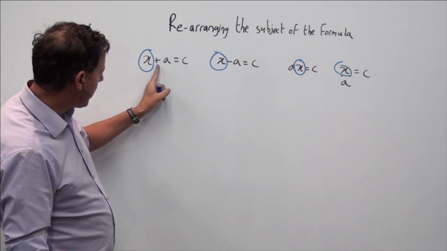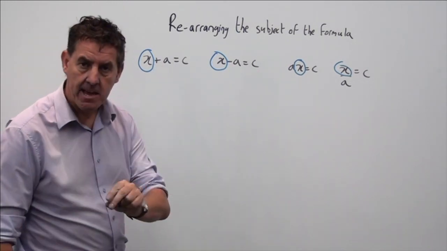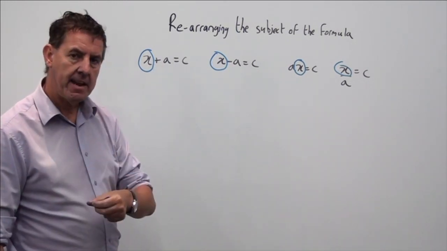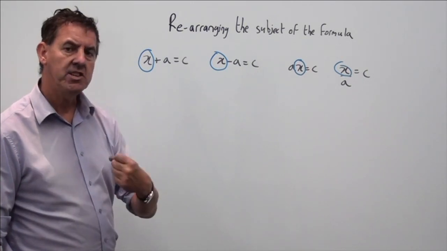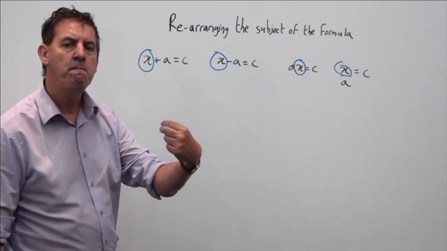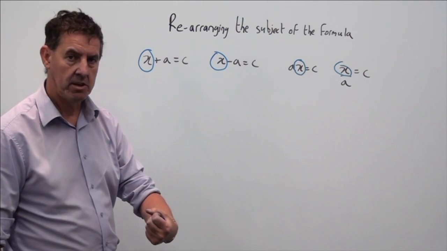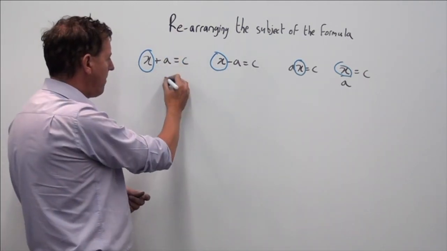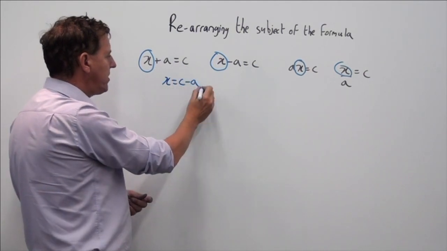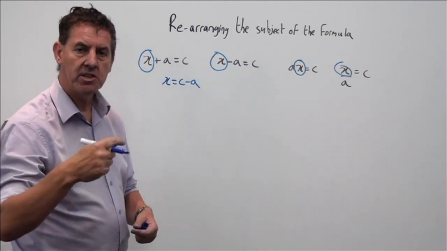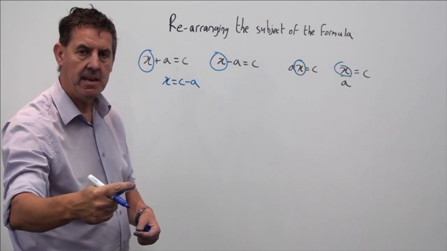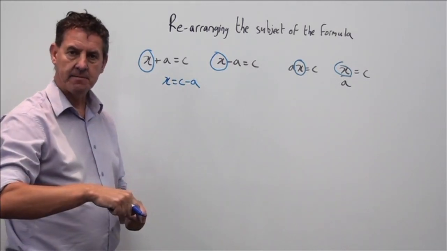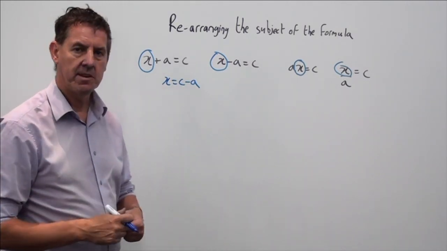So the thing that I've got to get rid of is that plus A. Remember, the technique is to do the opposite. What you're actually doing is taking A off both sides of that equation to keep balance. So how do I get rid of plus A? I take A off, and lo and behold, in one simple move, I've changed the subject from the letter C to the letter X. And that's what rearranging the subject of the formula is all about.